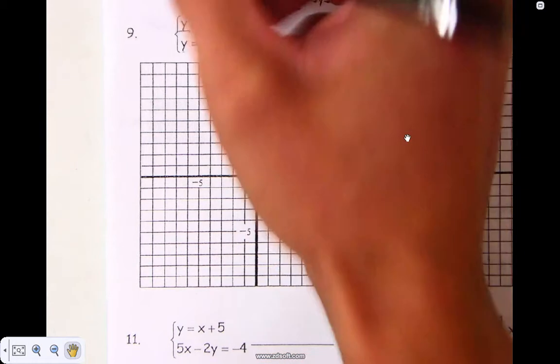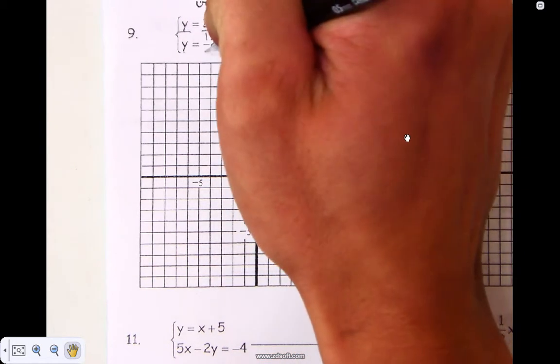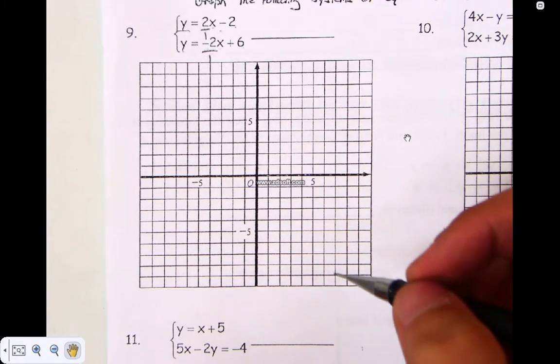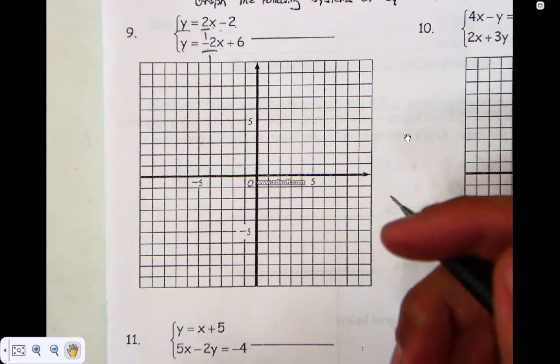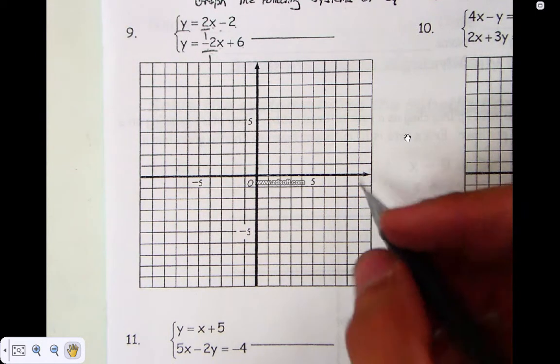Remember, this is my slope, and 2x is the same thing as 2 over 1x, just like negative 2x is the same thing as negative 2 over 1x, because any number divided by 1 is the same number. That's why we can just put a 1 under there, okay? So let's go ahead and graph these real quick.